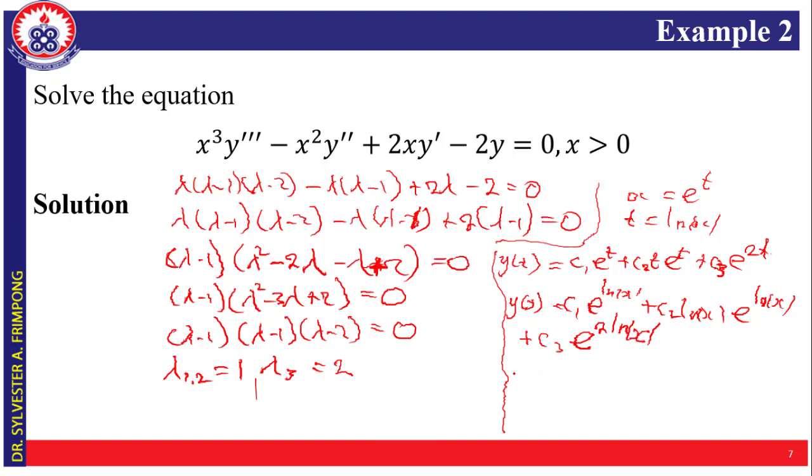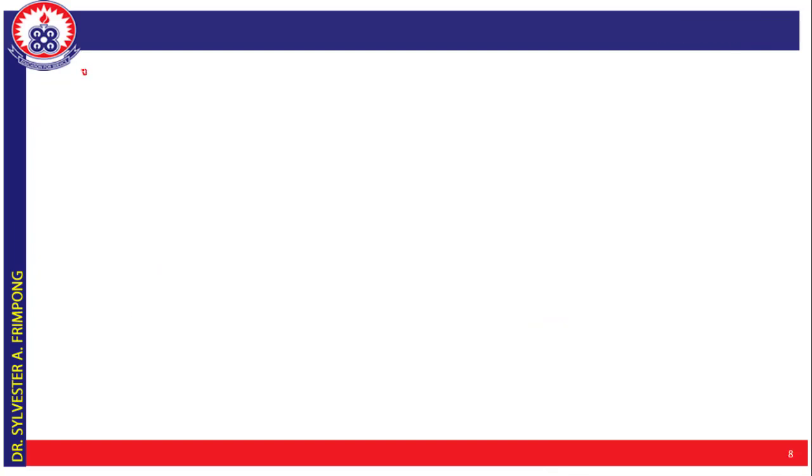Now, therefore, we can have y of x to be c1 x, and then this one will be ln x, e raised to the power ln x is x, so we are going to have plus, okay, so we have y of t equal to c1 e raised to the power t plus c2 t e raised to the power t plus c3 e raised to the power 2t.